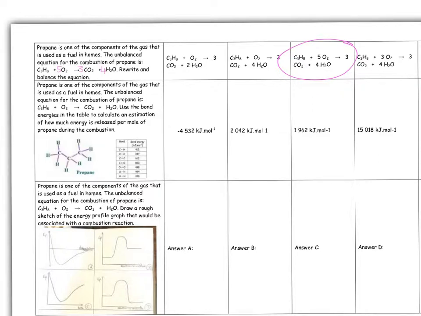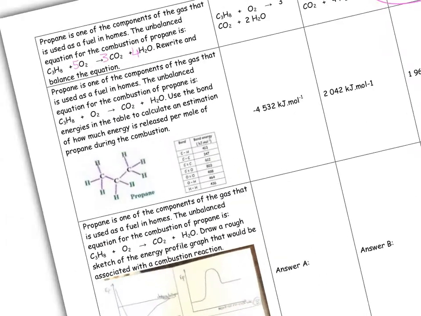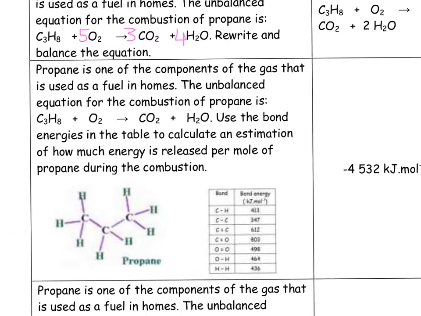Propane is one of the components of the gas that is used in the fuels of homes, and now we need to work out what is the net energy released by this combustion. So let's do this calculation now. Firstly, I've got to draw out propane for you. You've got 1, 2, 3, 4, 5, 6, 7, 8 C-H bonds. So it's 8 times 413, which is going to be equal to 3,304. Plus, there are 2 carbon-carbon bonds, 2 times 347, which is equal to 694.